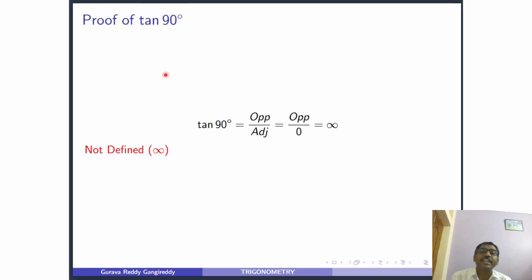Proof of tan 90 degrees. Tan 90 degrees equal to opposite by adjacent. This equal to opposite by 0. This equal to infinity, not defined. Infinity means here undefined. Tan 90 degrees is undefined. That is, tan 90 degrees is equal to infinite, that is not defined.